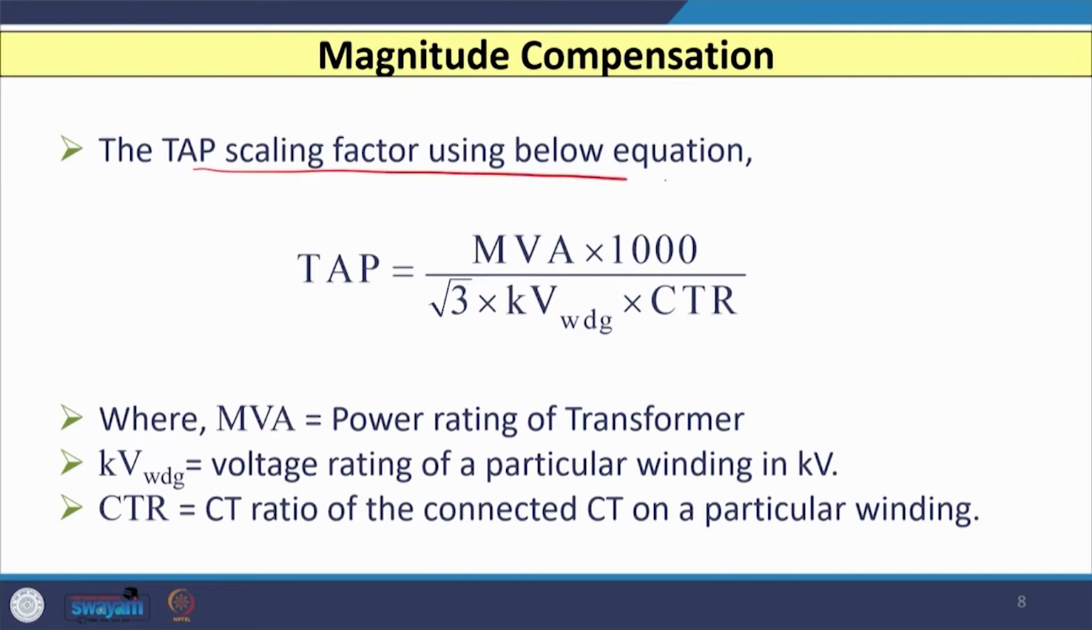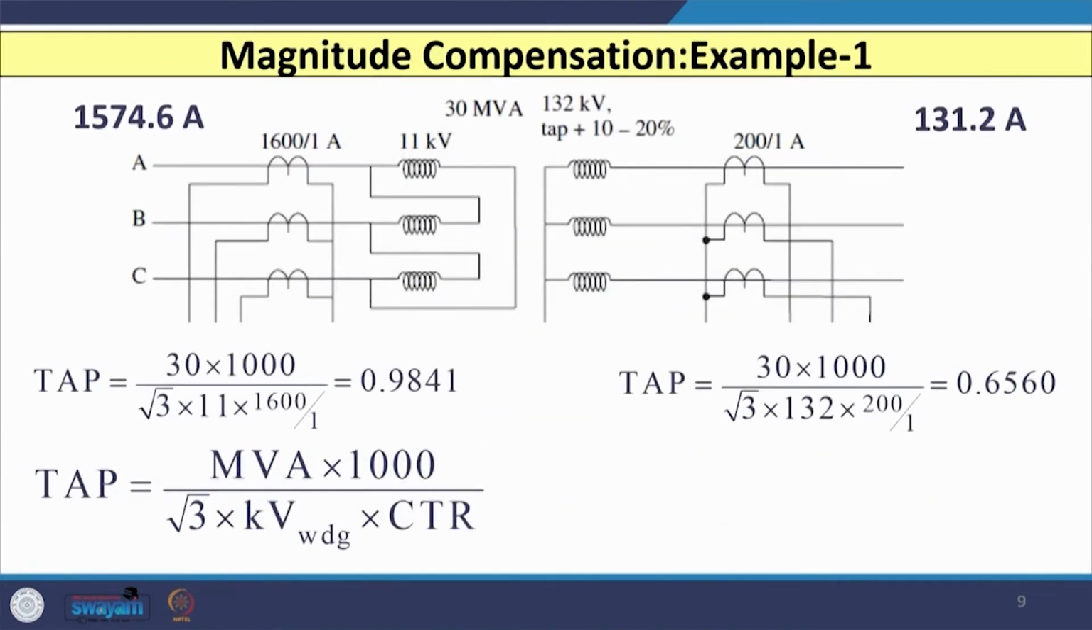The tap scaling factor is given by this equation, which is MVA into 1000 in the numerator, where MVA is nothing but the power rating of the transformer. In the denominator we have root 3 multiplied by kV winding, where kV winding is the voltage rating of a particular winding in kilovolt, and CTR is nothing but the CT ratio of the connected CT on a particular winding. Now, to understand this magnitude compensation in a digital relay, let us consider two examples.